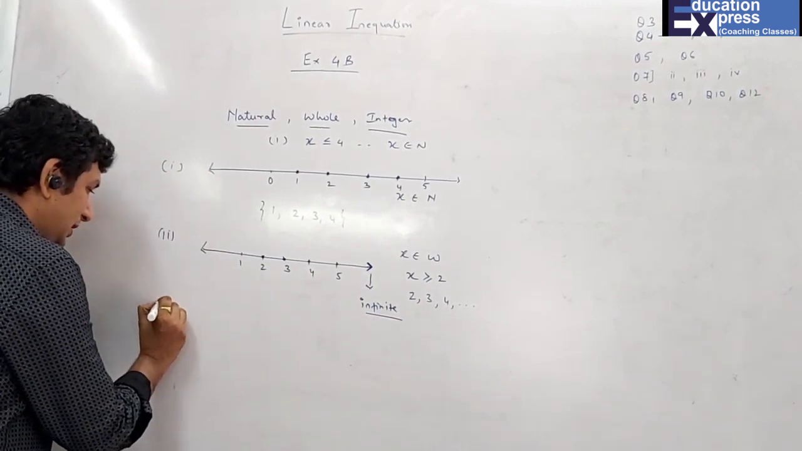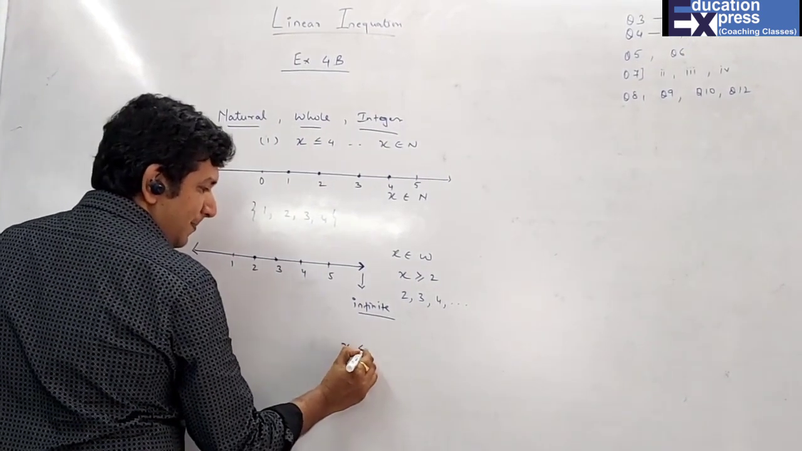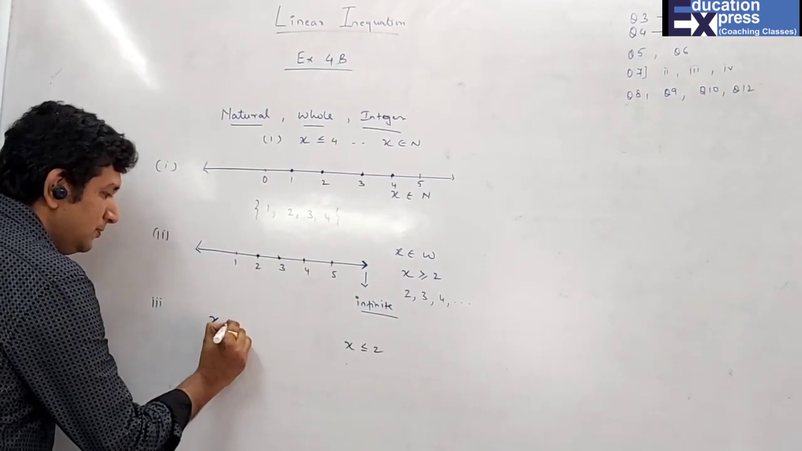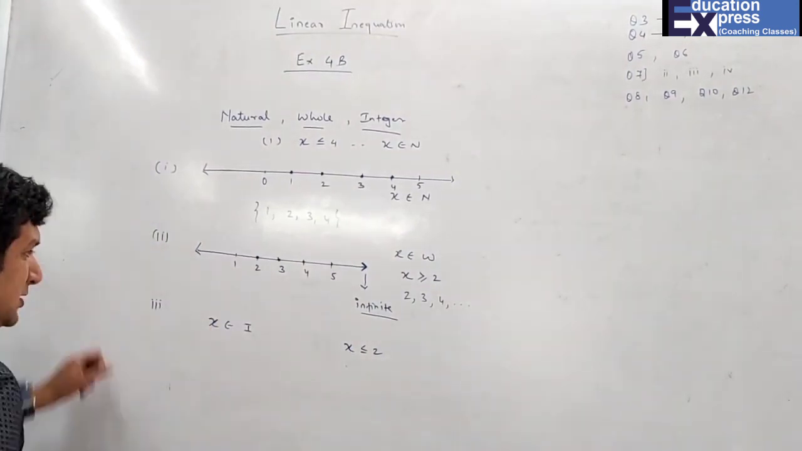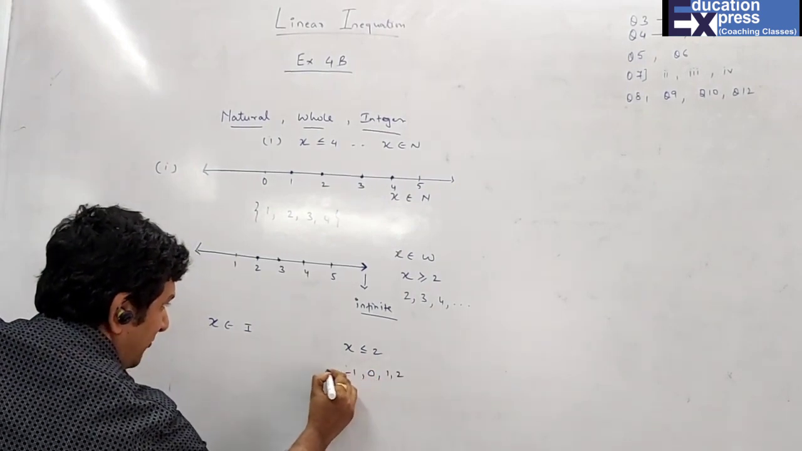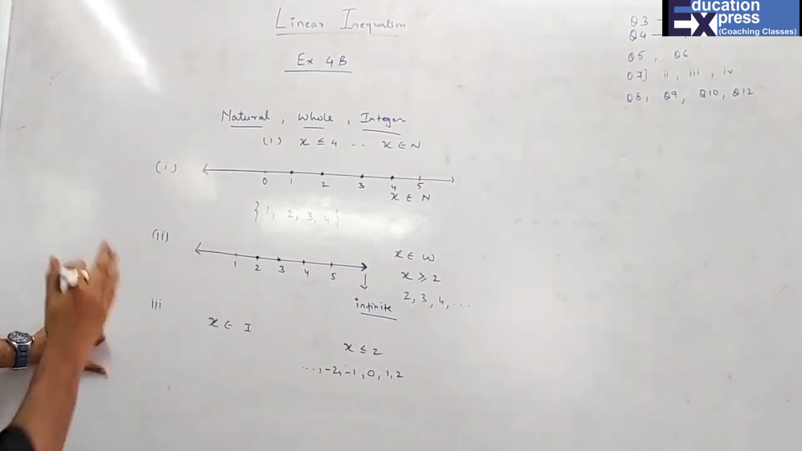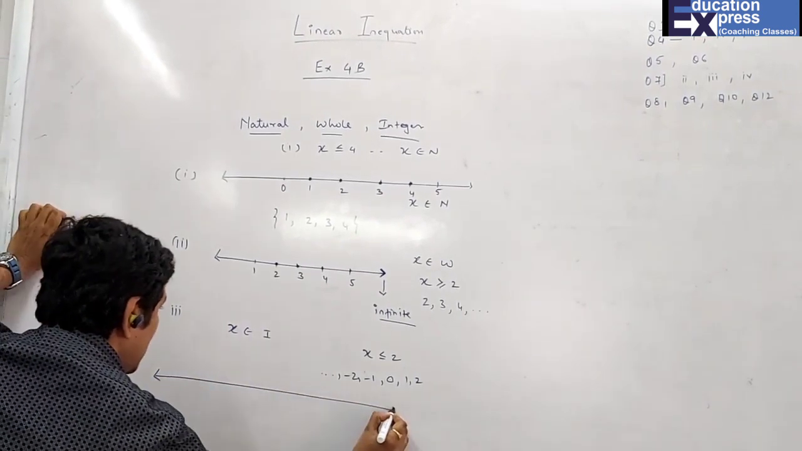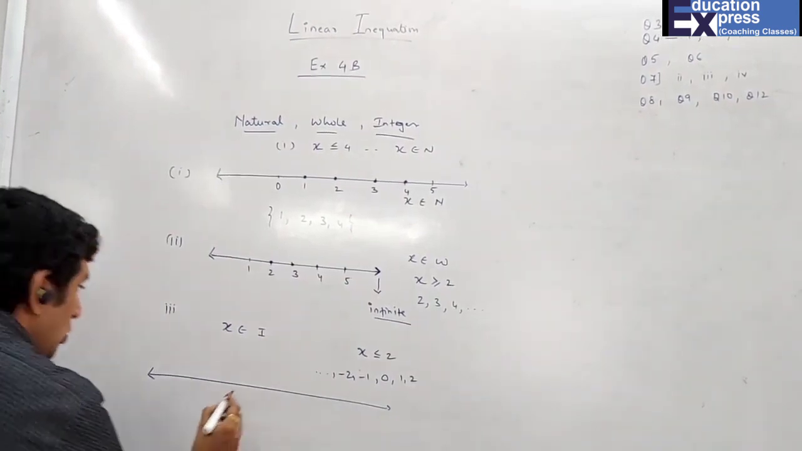Similarly, in case I say that x is less than or equal to 2 and x belongs to integers. Integers, students, means all positive and all negative. That means here 0, 1, 2 is the last number, but on the negative front there is no limit. It will continue to go to the negative side. So how will I do this? Again, like natural numbers and whole numbers, I just have to mark on the numbers. In between numbers will not be included.